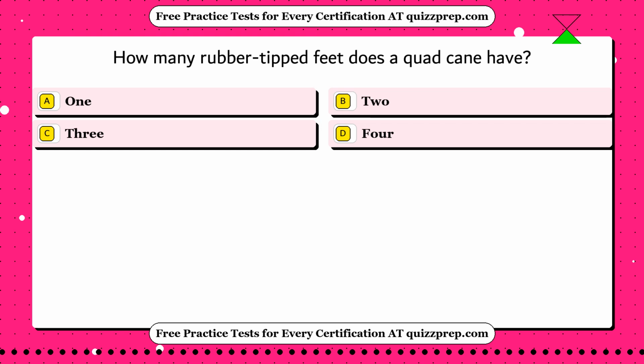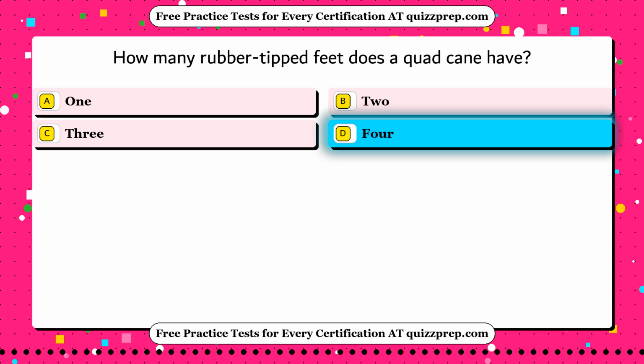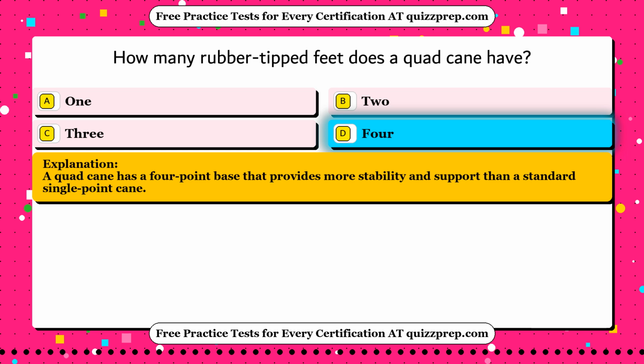Question 24. How many rubber-tipped feet does a quad cane have? Option A, 1. Option B, 2. Option C, 3. Option D, 4. The correct answer is Option D, 4. A quad cane has a 4-point base that provides more stability and support than a standard single-point cane.